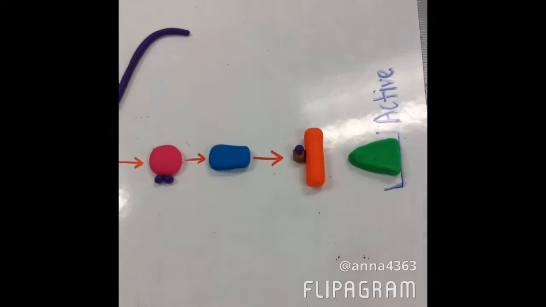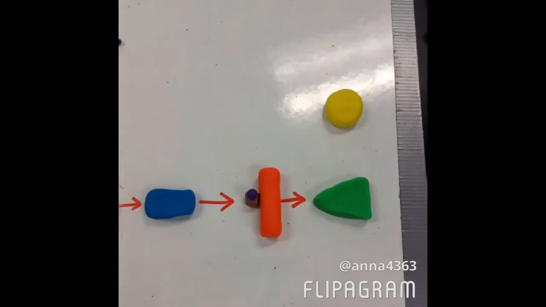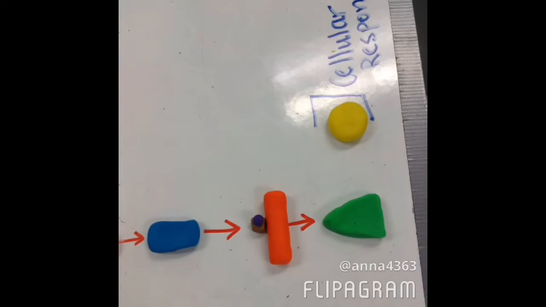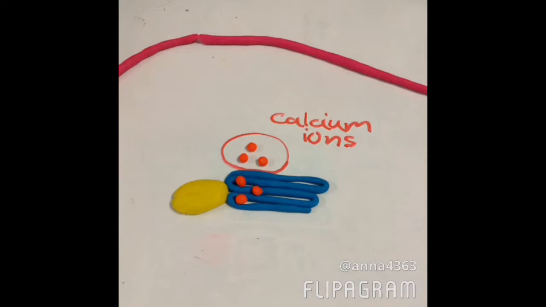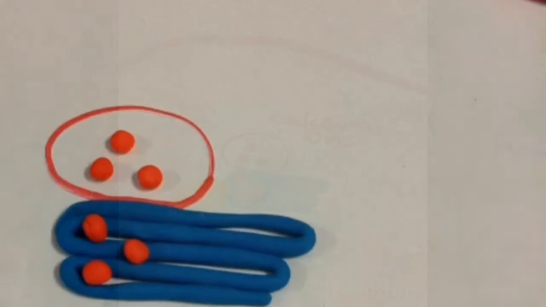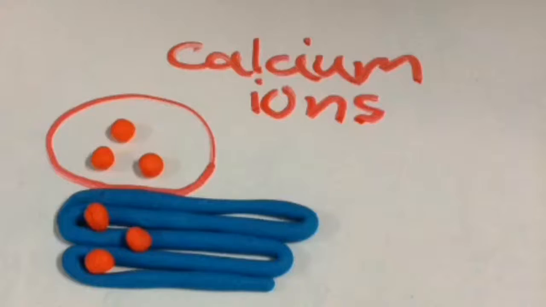It will then signal an inactive enzyme, which will become active. Then the cell will respond. Our response is the release of calcium ions, which is important to keep at a leveled concentration for cellular communication.